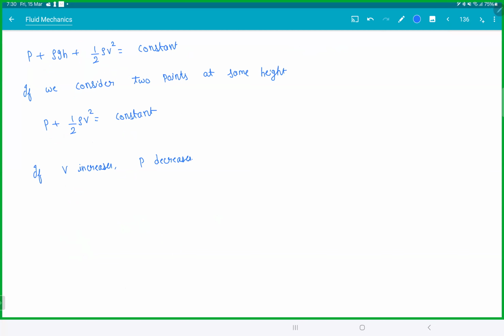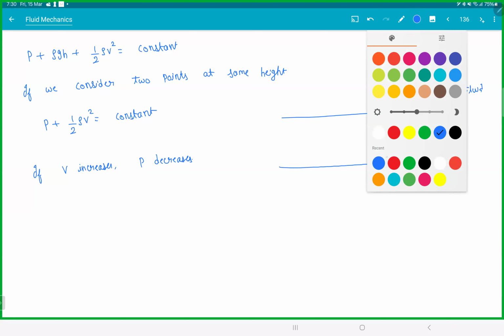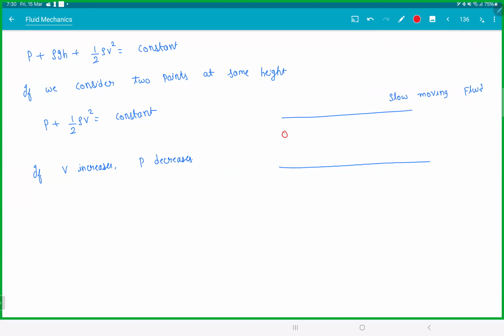If V increases, P decreases. Now let's try to understand what this means. Now see, when you have a container, if you have a slow moving fluid, tell me one thing. Remember in the beginning I told you, why do you get pressure? The reason you get pressure on the container is because the molecule, while it is going, is colliding with the wall, isn't it? The pressure is due to the molecular collisions.